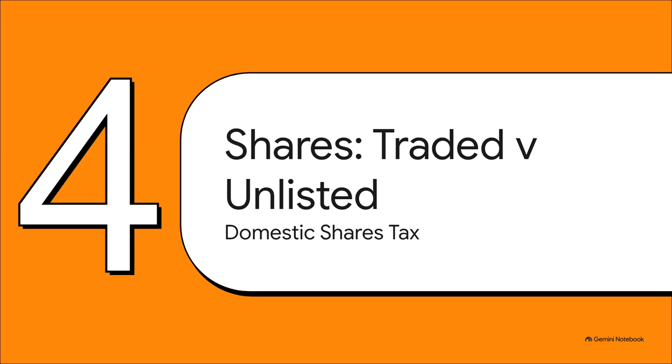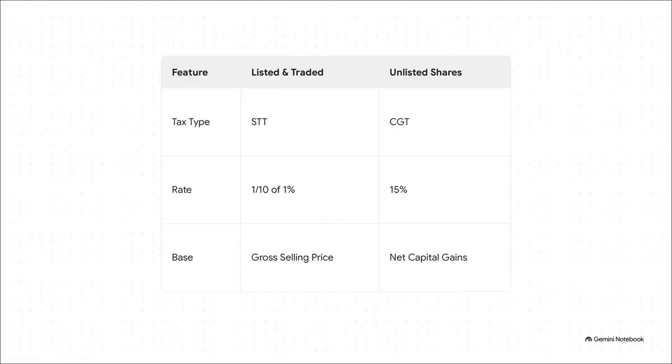Moving on to Section 4, taxing shares, traded versus unlisted. All right, take a deep breath. We are shifting your mental gears now to the second half of this explainer, domestic shares of stock. Forget the 6% rule for a second. We're opening a completely different mental folder now. Since our brains absolutely love tables for quick memorization, let's contrast the two distinct environments for selling shares.